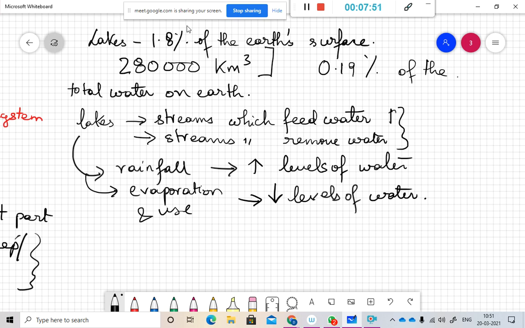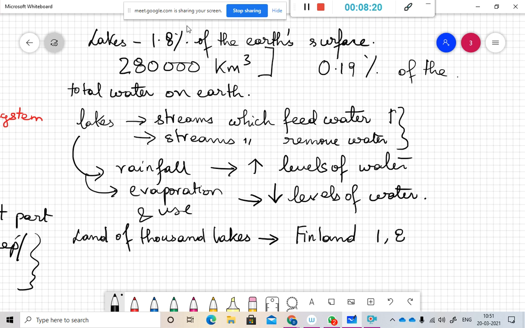Now one question they ask: what is the land of 1,000 lakes? And that is Finland. Finland is a land of thousands of lakes. They have got 187,888 lakes present in that small area.